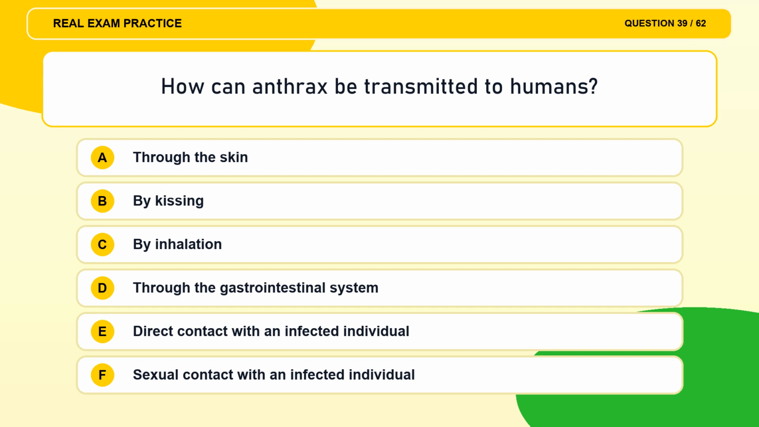Option A, through the skin. Option B, by kissing. Option C, by inhalation. Option D, through the gastrointestinal system. Option E, direct contact with an infected individual. Option F, sexual contact with an infected individual.